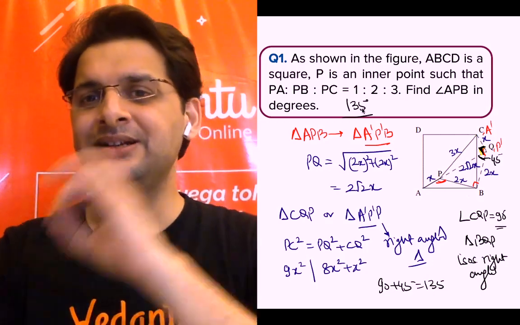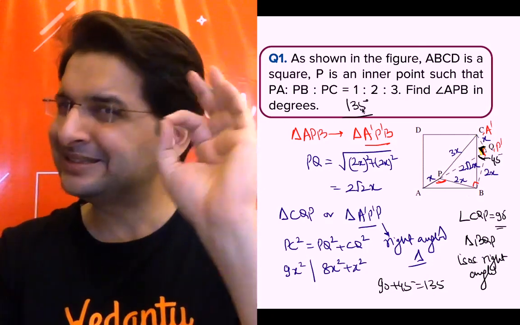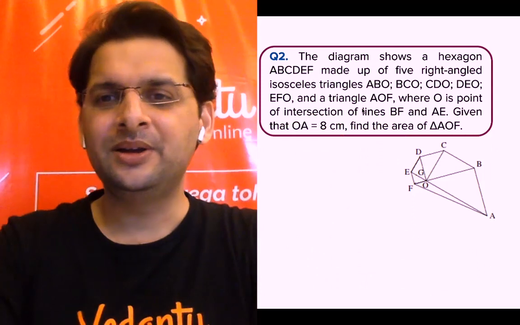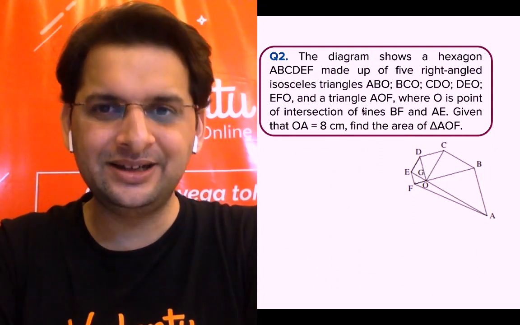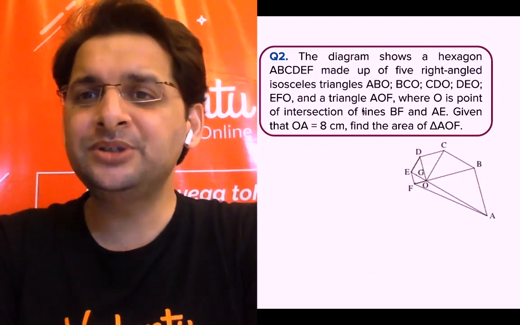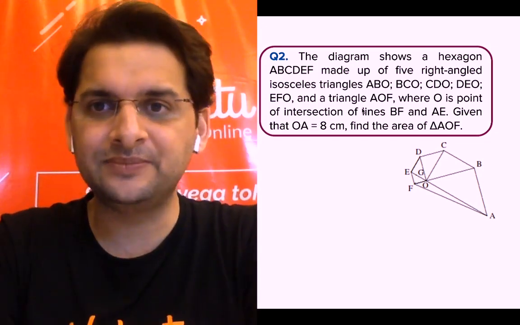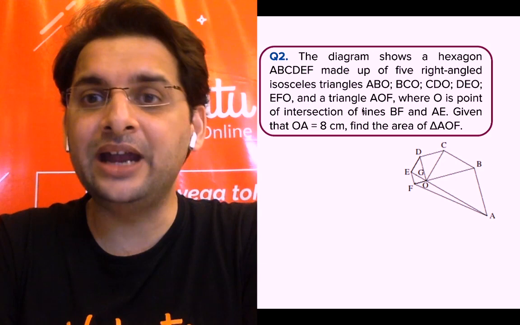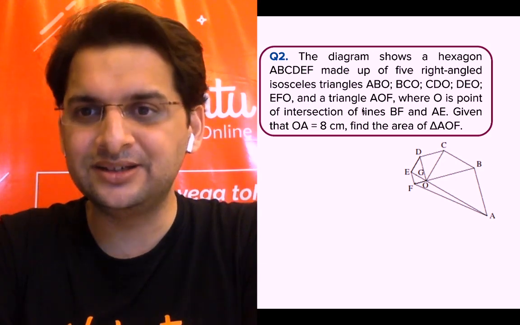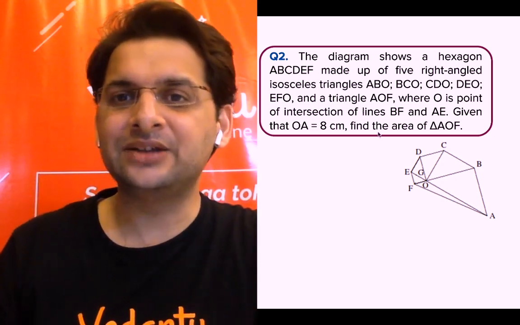So if you got this question, let us try one more problem. This is a bit simpler than the question number 1, but tricky, yes, but tricky. So diagram shows a hexagon ABCDEF, and mind you, it is not a regular hexagon, and it is made of 5 right-angled isosceles triangles. So there are 5 right-angled isosceles triangles.